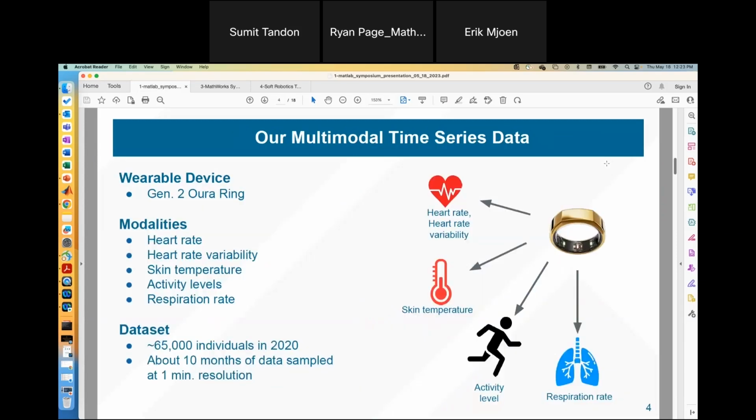So just briefly going over our data. The wearable device we get our data from is the Generation 2 Oura Ring.